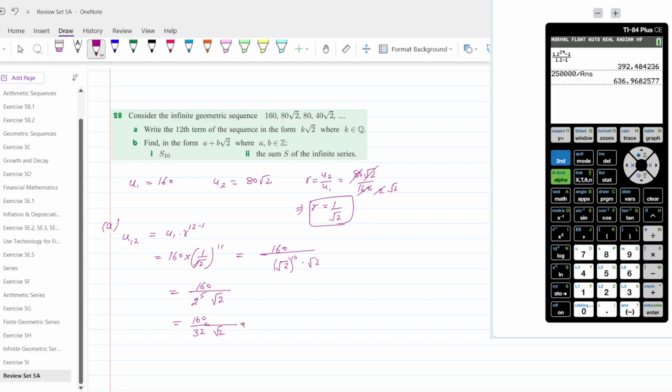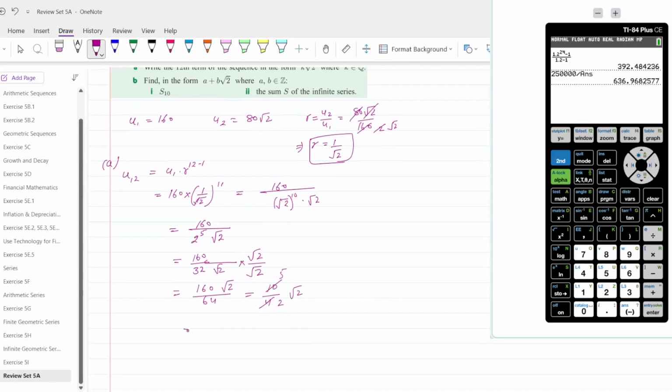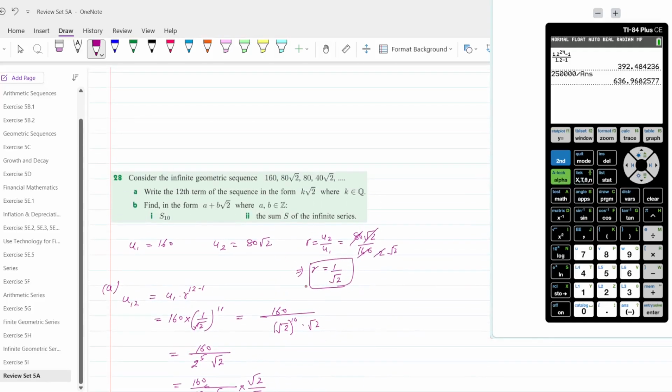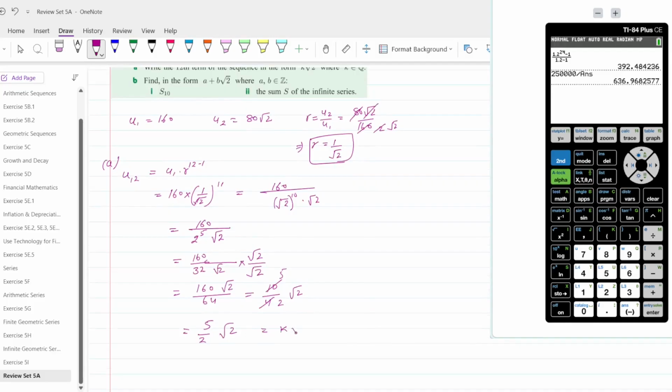root 2. If we multiply root 2 in the numerator and denominator both, we get 160 root 2 divided by 32 times 2, that is 64. And this is going to be 10 by 4 root 2. And again we can cancel it, it becomes 5 by 2. So the answer is 5 by 2 root 2. So the value of k, this is in form k root 2, is 5 by 2.